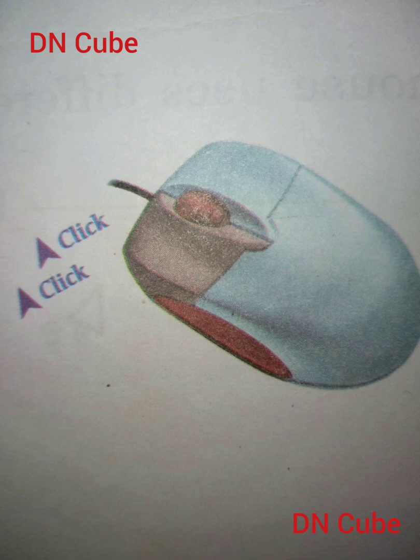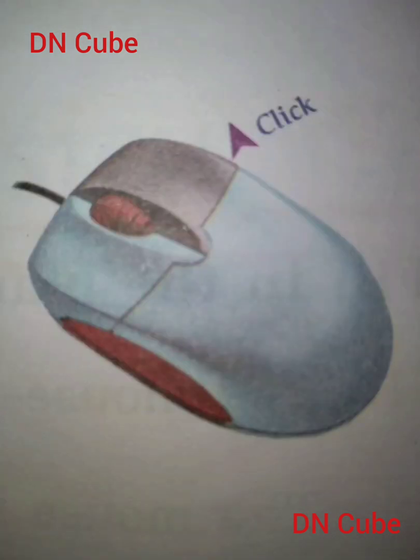Now next is right click. The right click button is used to display the commands on the screen. See, this one is the right click, the right hand side of the mouse. Click the right button of the mouse to display the list of commands on the screen. This button is used to display the commands, so many items, so many functions on the screen.